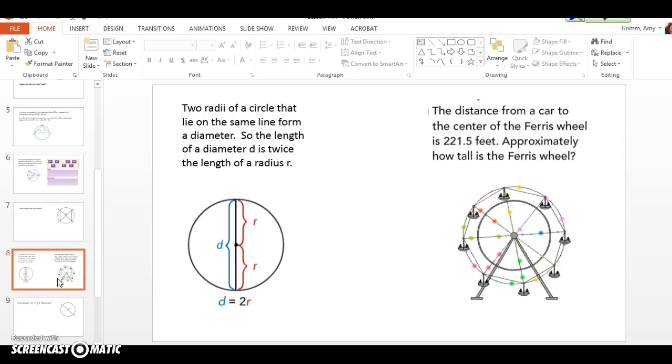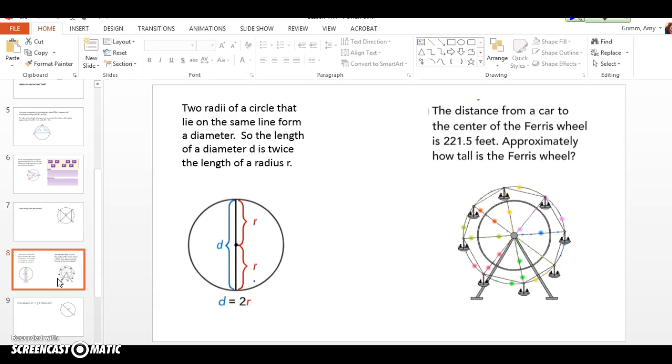All right, so this says 2 radii of a circle that lie on the same line form a diameter. So does that make sense? It takes 2 halves to make a whole. It takes this one plus this one, and then that, of course, makes the whole diameter. Okay? So the length of the diameter is twice the length of the radius. Does that make sense? To get the diameter, you take 2 times whatever the radius is. Okay? All right, so let's look at this next example.